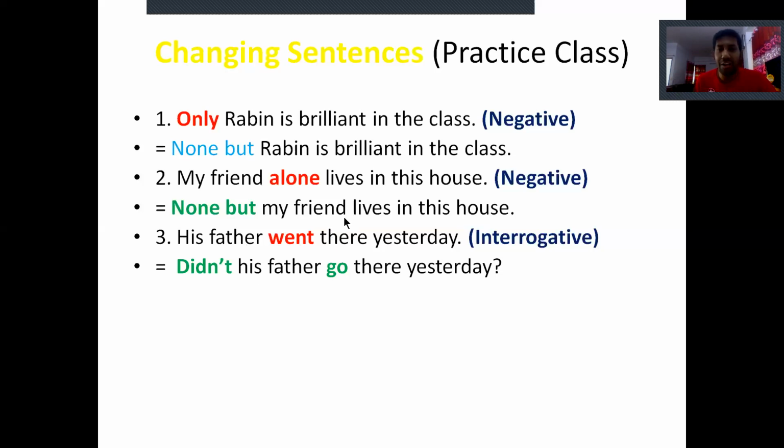One point: to make any sentence interrogative, we need to focus our attention on the sentence to find out whether it is an affirmative or negative one. If the sentence is affirmative, we normally make it negative interrogative. And conversely, if the sentence is in negative form, we need to make the sentence interrogative by dropping the negative word. So we make it affirmative interrogative if the sentence is negative. So this one, number three, "His father went there yesterday," is in affirmative form. So we are making it negative interrogative, using "not" with "did" and using the short form, "didn't his father."